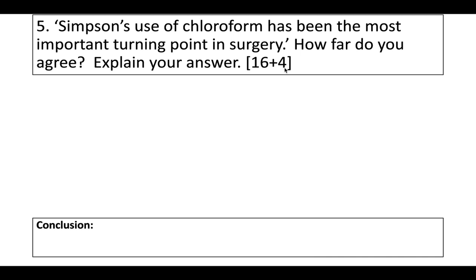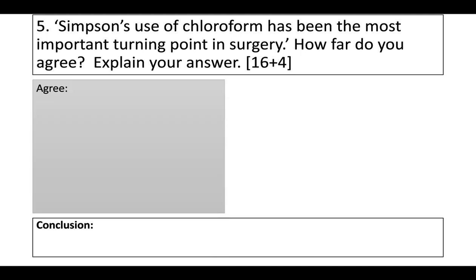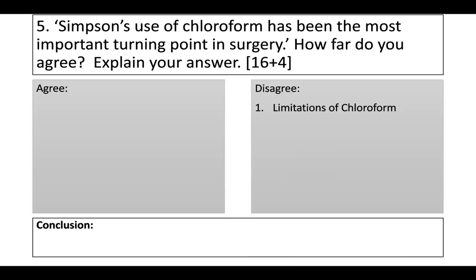So how do we go about answering this? We need to make sure we're agreeing and disagreeing with the source. We're weighing up the evidence. We're providing a balanced argument that can be lopsided. It doesn't need to be completely balanced. It can be lopsided based on your judgment and your opinion. But we do need to provide evidence for both sides.